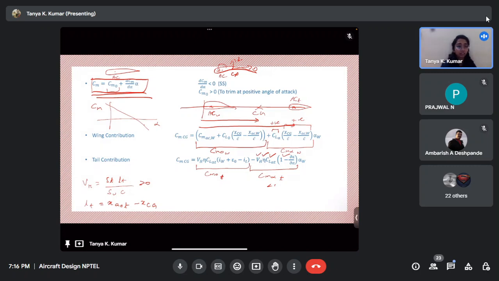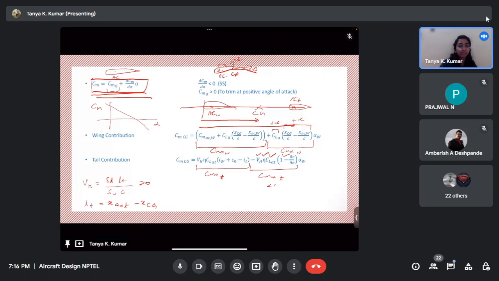That is the only condition for longitudinal static stability. Cm not greater than 0 is something that we desire because we want to trim the aircraft at positive angle of attack. It's not mandatory. The only mandatory condition is that Cm alpha should be less than 0. That stability derivative is what quantifies stability.